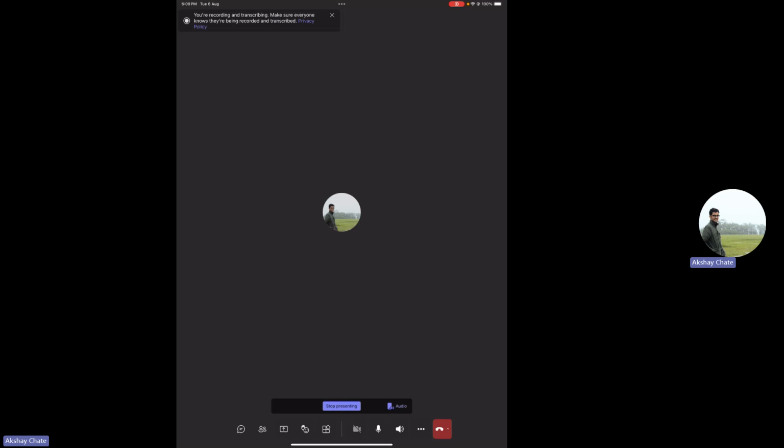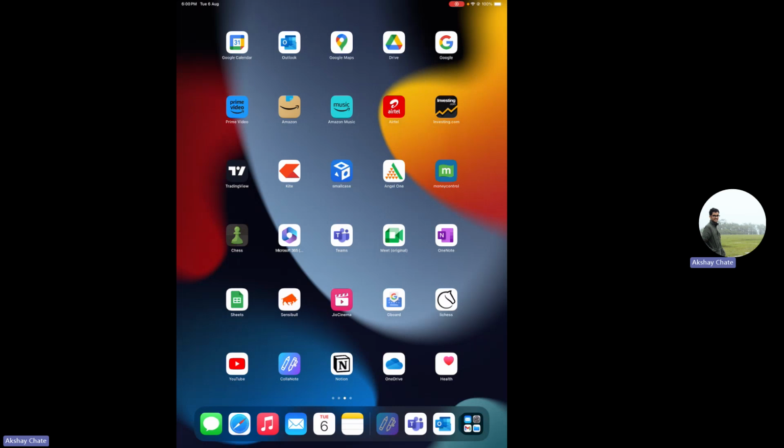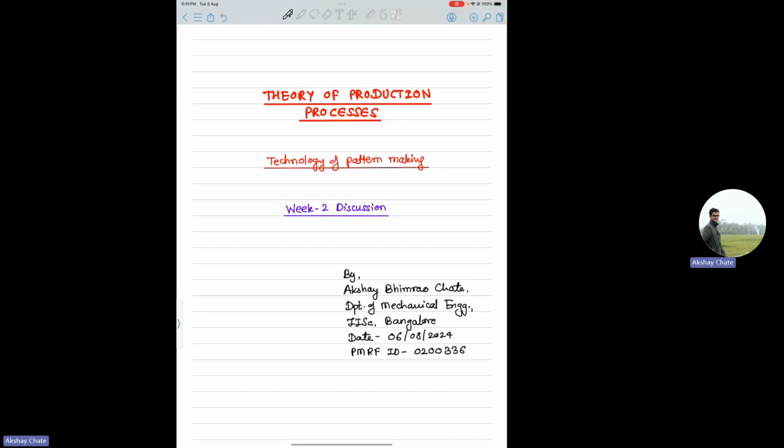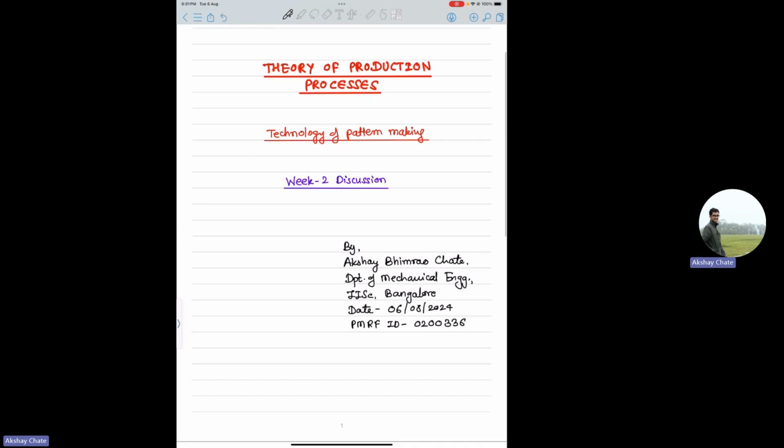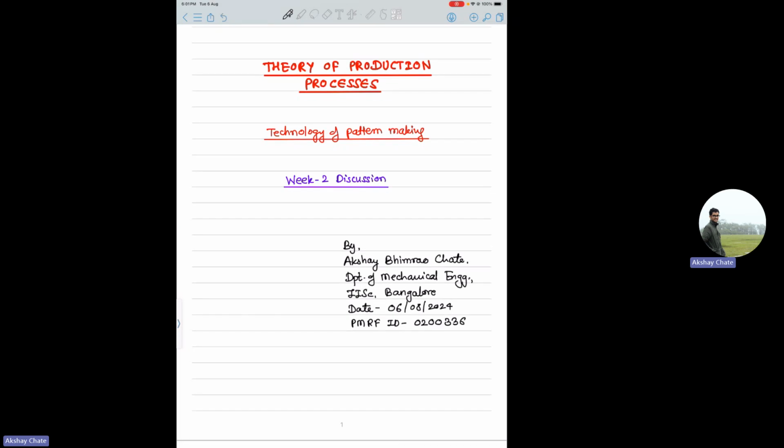So this is the week two discussion for the course of theory of production processes, and today we'll be talking about different aspects of technology of pattern making, which was the content of your second week course material. So as usual, we'll discuss some concepts, and along with that, we'll take some problems.